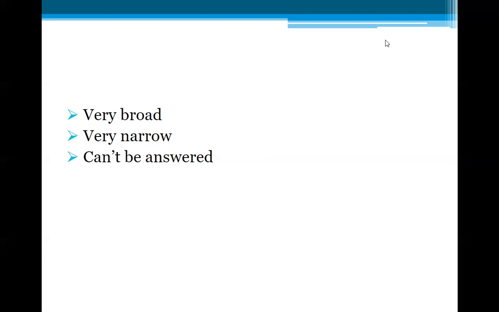It's more like, what will you do tomorrow at 2:30 and 32.5 seconds? It's a question that can't be answered. So these three things are more like bad questions. Whenever you're going to ask a question, you must make sure that it's not very broad, it's not very narrow, and it can be answered. If you find one of these problems, of course you start to change your question. Why? In order to get a good question, in order to get an accurate answer.